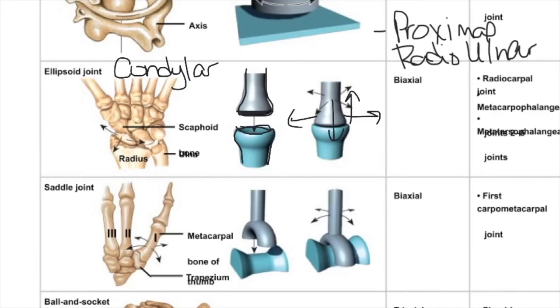So the joints that we see this at are, here's one called the radiocarpal joint. Where do you think the radiocarpal joint is? Yeah, it's your wrist. So here's the radius, and it sits up against the carpals. You can go flexion, extension with that. You can also go abduction, adduction with that.